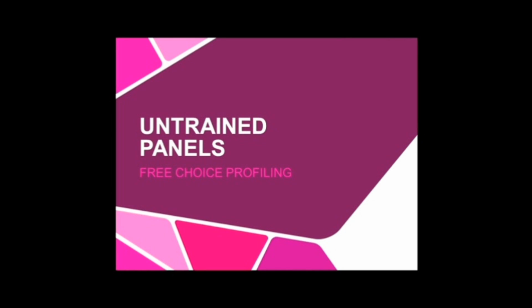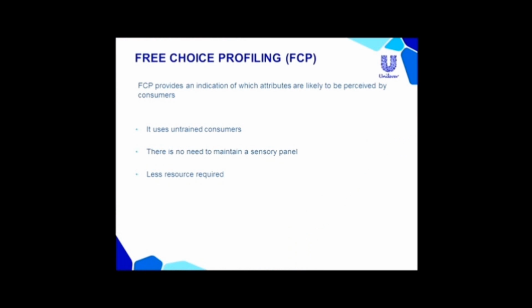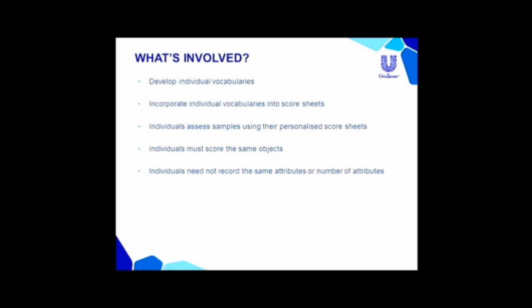So mostly we use trained panels to try and do the sensory profile, but there is another method which I thought might be worth mentioning, which is called free choice profiling. So this is a slightly different approach. It uses untrained consumers. There's no need to maintain a sensory panel, so you don't have to worry about checking them and doing panel checking, etc. And less resources are required to do this.